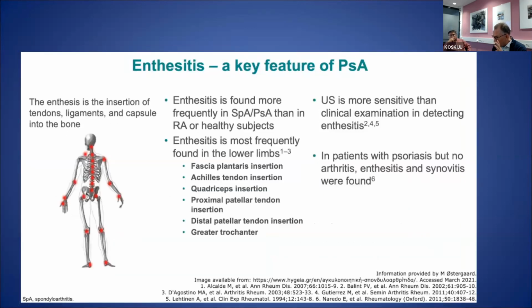And enthesitis, we have already spoken about enthesitis. And once again, what is enthesitis? It's the insertion of tendons, ligaments, and capsule to bone. And there are numerous sites of entheses in the human body. This is very typical for spondyloarthropathy and most frequently found in the lower limbs, but you can also find it elsewhere in the body. We have already talked about plantar fasciitis, Achilles tendon insertion, quadriceps and patellar, and so on, greater trochanter. And ultrasound is more sensitive than clinical examination.